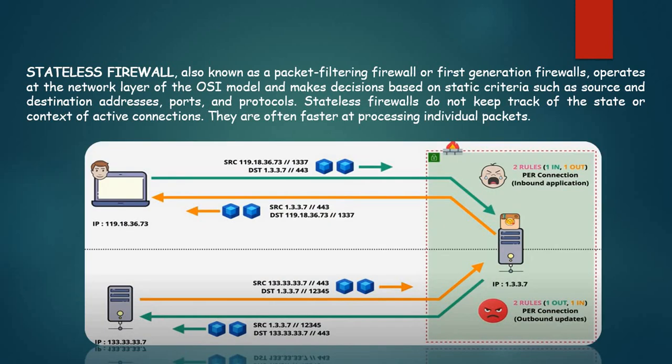Now look at the diagram. You can see for inbound and outbound, we need a rule per connection. Means for inbound, one rule is required, and for outbound, another rule is required, even though source and destination are common.